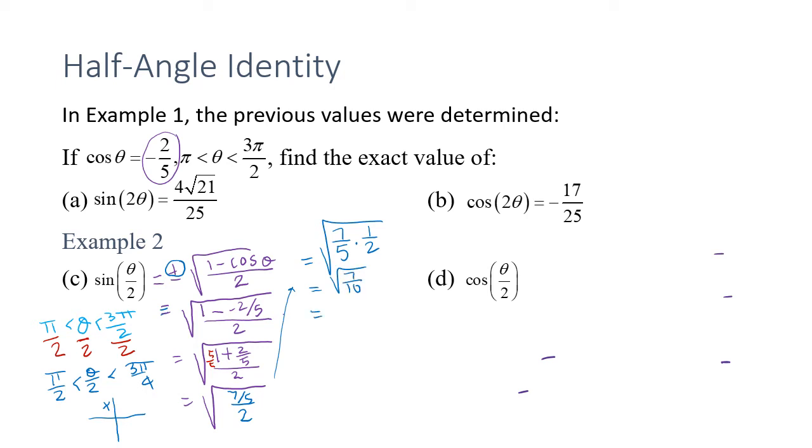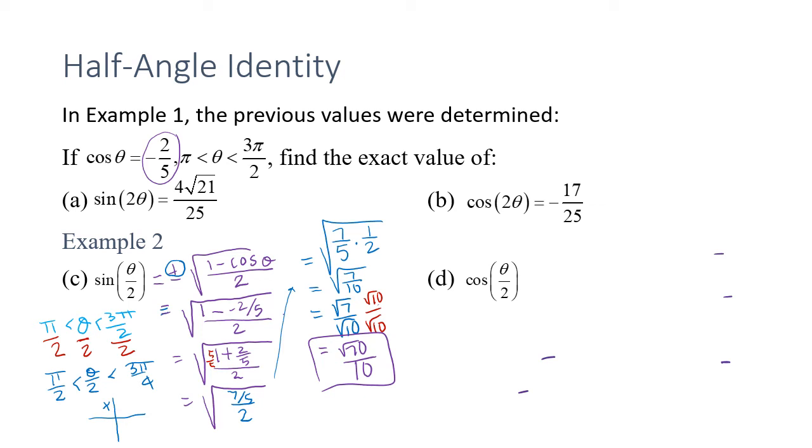Now we need to simplify that because you can't have a square root in that denominator. So we're going to multiply both the numerator and denominator by the square root of 10. So I get the square root of 7 times the square root of 10 is the square root of 70. And then the square root of 10 times the square root of 10 is the square root of 100, which is 10. So there's our solution.